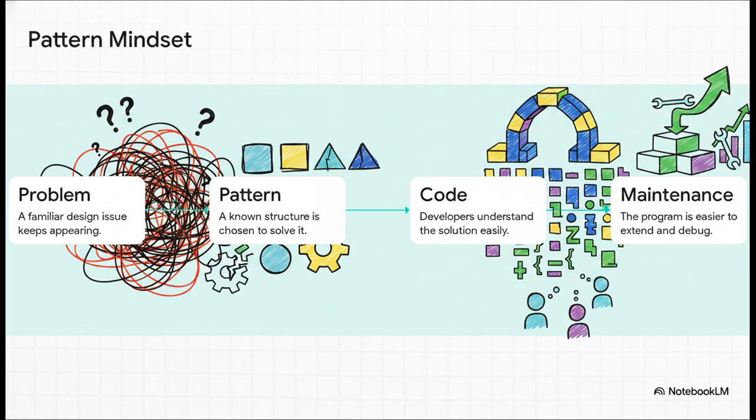Developing this kind of pattern mindset is incredibly powerful. It works a bit like this. First, you notice a familiar design issue that just keeps popping up. Once you spot it, you select a known, proven pattern to solve it. And because you used a standard, recognizable structure, your code instantly makes sense to the rest of your team. That means extending and debugging the program becomes an absolute breeze, drastically improving your maintenance over the long haul.